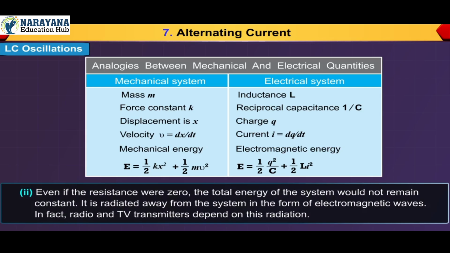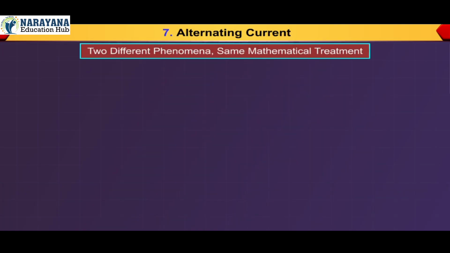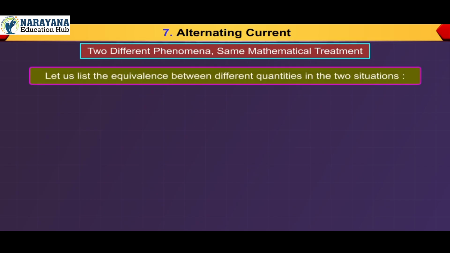Even if the resistance were 0, the total energy of the system would not remain constant. It is radiated away from the system in the form of electromagnetic waves. In fact, radio and TV transmitters depend on this radiation. Two different phenomena, same mathematical treatment.